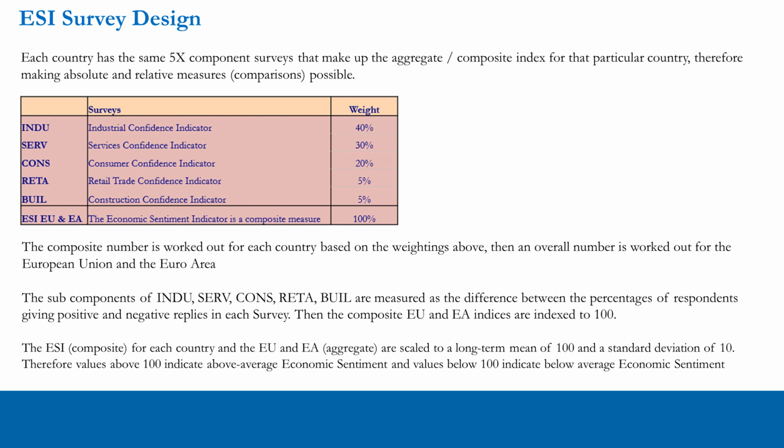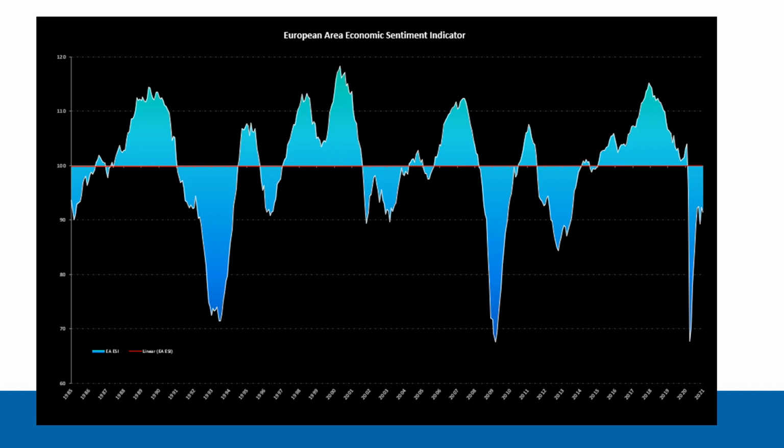So the way to look at this is values above 100 indicate above average economic sentiment, and values below 100 indicate below average economic sentiment. And we can see all of this data visually in the downloads area in the charts that we've constructed. So remember, we are looking at the Eurozone, so the European Area Economic Sentiment Indicator, not the whole European Union. So we're looking at the Eurozone 19 member states as part of the Euro common currency.